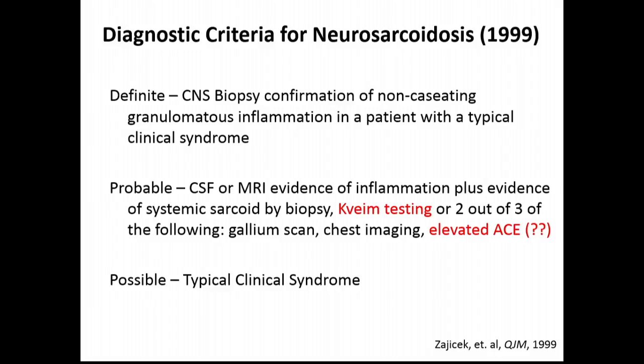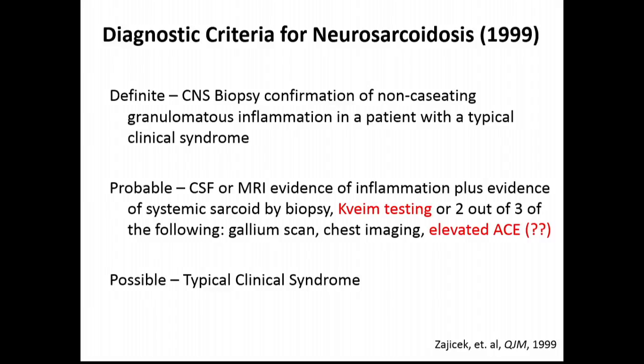So definite CNS sarcoidosis or neurosarcoidosis would be that you have pathology evidence from the involved organ system. So if it's central nervous system, you have a brain, meningeal, or spinal cord biopsy that shows that, and that you've done exclusion of other causes. Probable means that you have evidence of sarcoidosis elsewhere. Typically, it's because you biopsied something, or though sometimes people allowed in the past, you could just have an elevated ACE level, or Kveim testing, which we talked about, you're not going to have anymore, or lymphadenopathy.